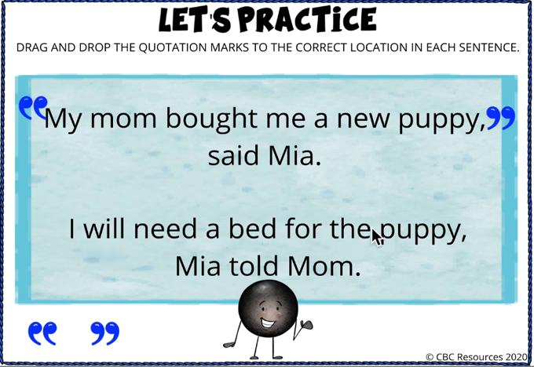Okay, so now write this sentence. "I will need a bed for the puppy," comma, Mia told Mom, period. So you're going to write this down. So write down, "I will need a bed for the puppy," Mia told Mom. Pause the video, write it down, and put in your quotation marks.